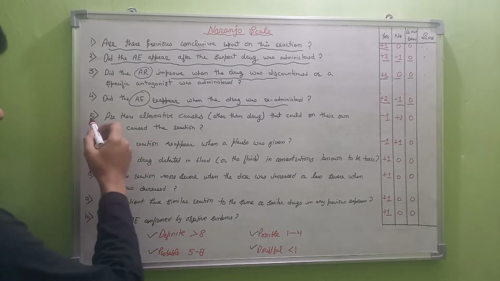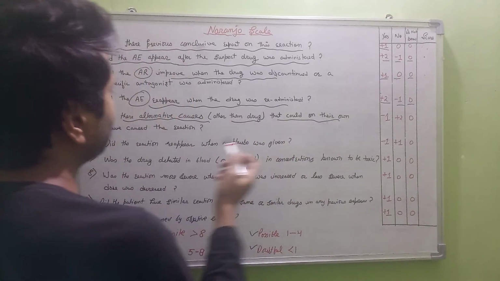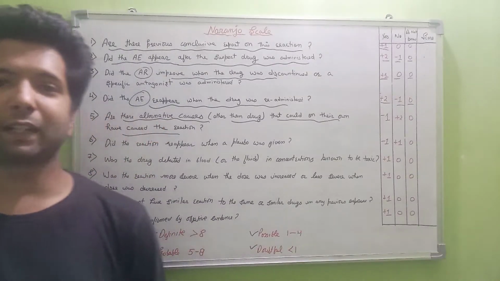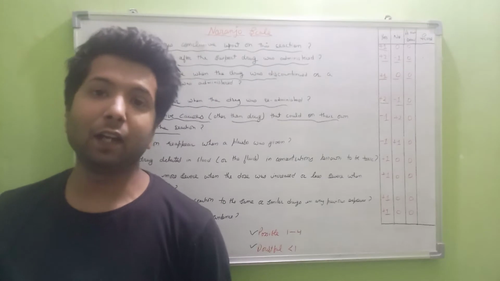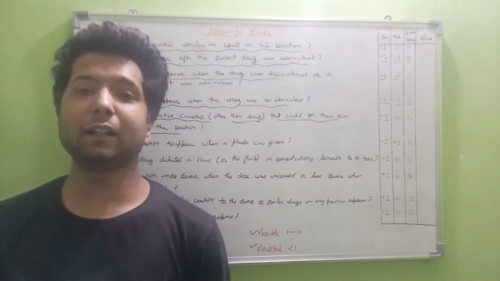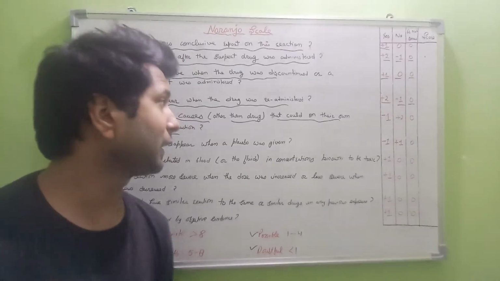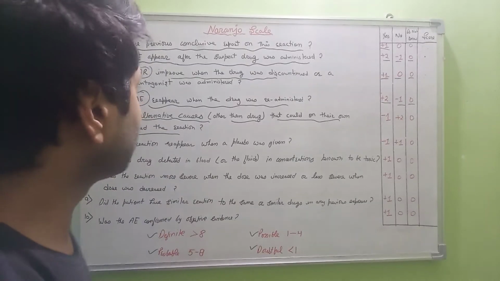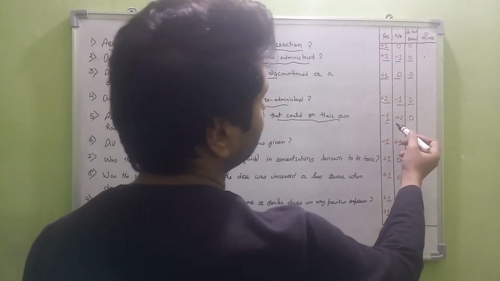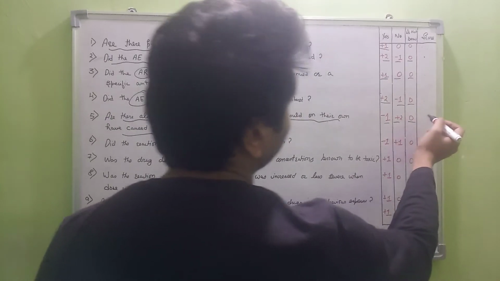Next is, are there alternative causes other than the drug that could on their own have caused the reaction? It means that the patient is taking paracetamol which causes the skin rash, and we have to identify whether there is any previous history or any medical history of the patient that could trigger the adverse event. If so, we have to capture +1 here, or if it is no, then +2. If we do not know, then we have to capture 0 and we have to capture the total score there.